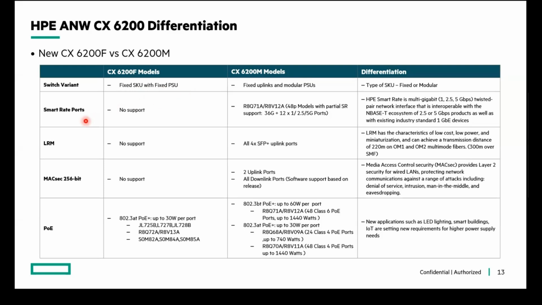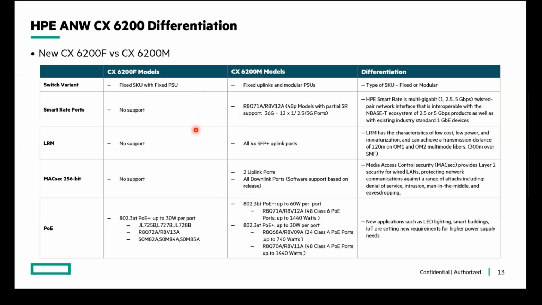Okay. And then smart rate support. So smart rate support, as you can see here, there's no smart rate support in the 6200F at the moment. And with the 6200M, we do have that one model where we have 36 gig ports and 12 ports of 1, 2.5, and 5 gig. So those are 12 ports of smart rate on that particular model in the 6200M series.